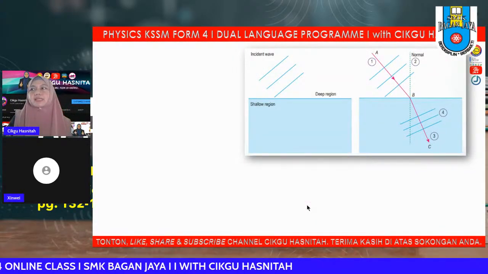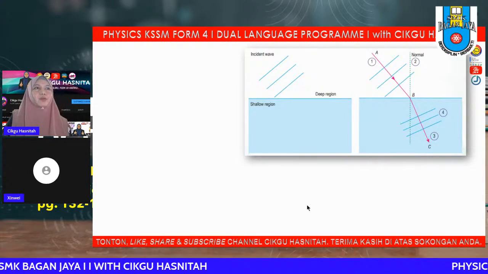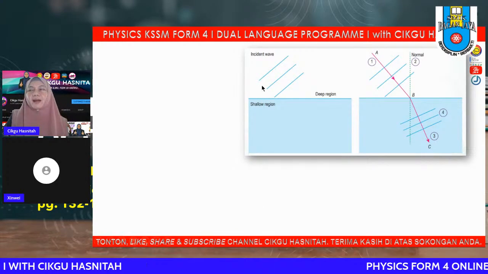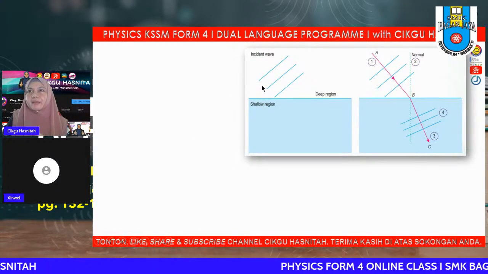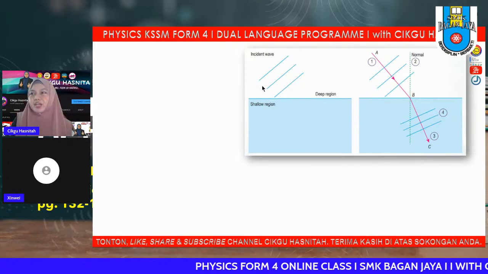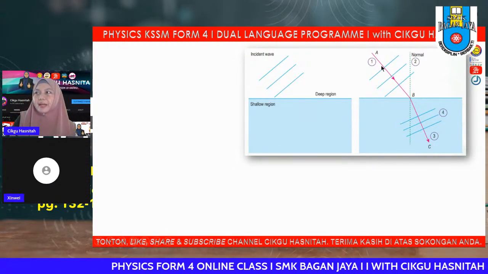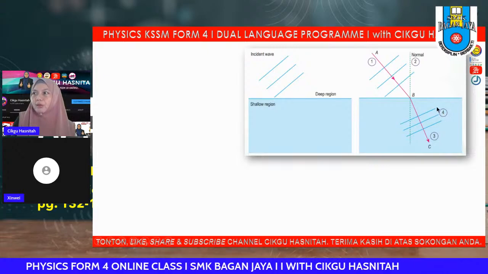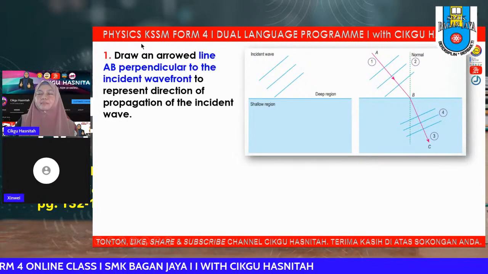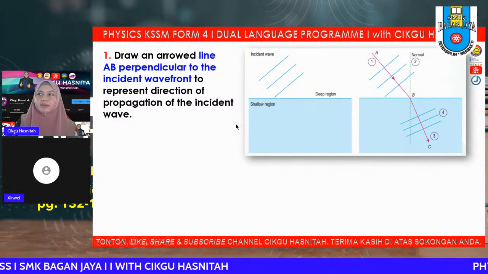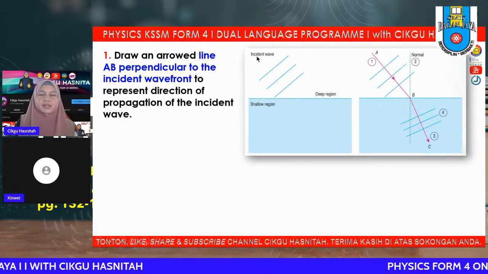So this is the step. If you look at the module I prepared, you have to complete the ray diagram refracted from either shallow to deep or deep to shallow. So this is step 1, 2, 3, 4. What is the first step? First step, you are given this diagram. This is the initial diagram you are given.